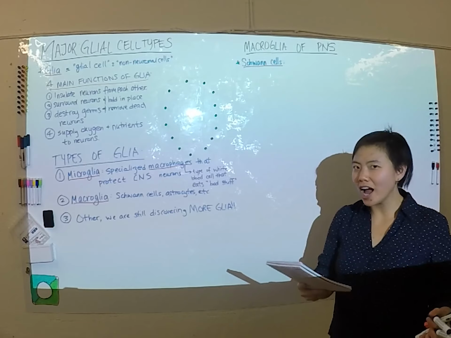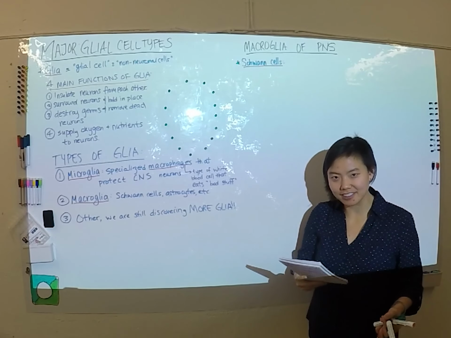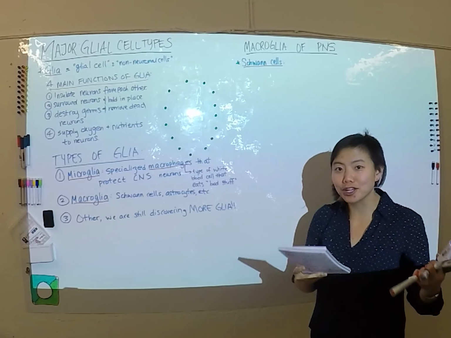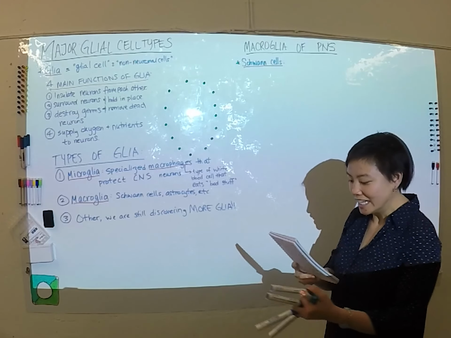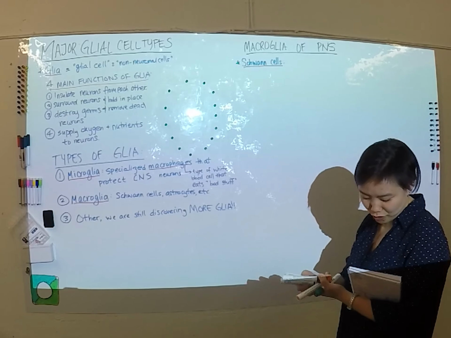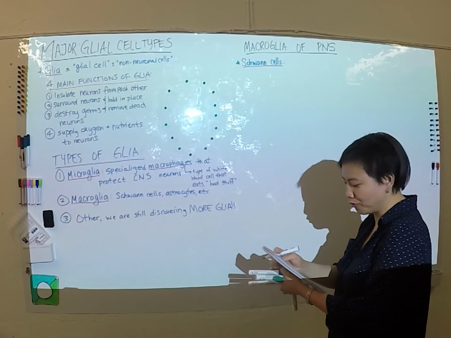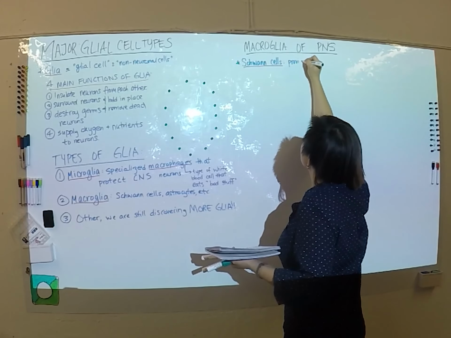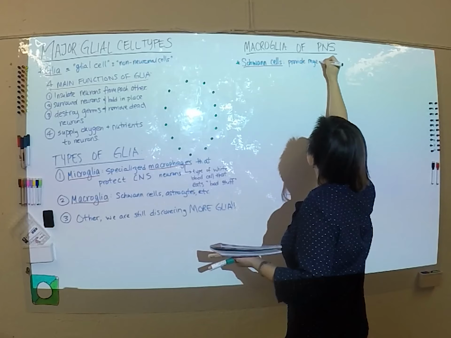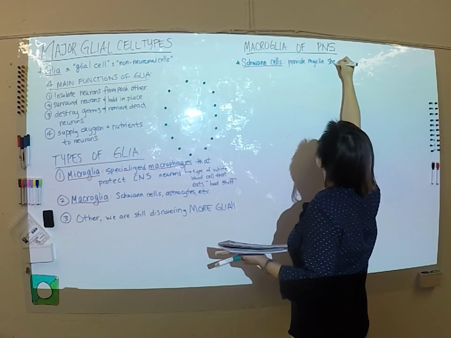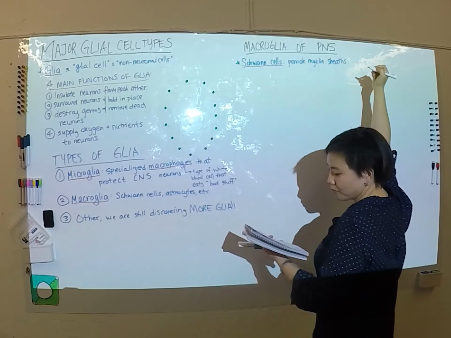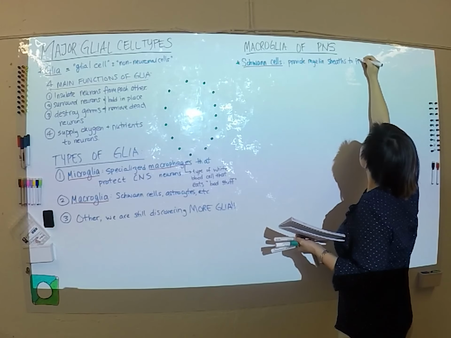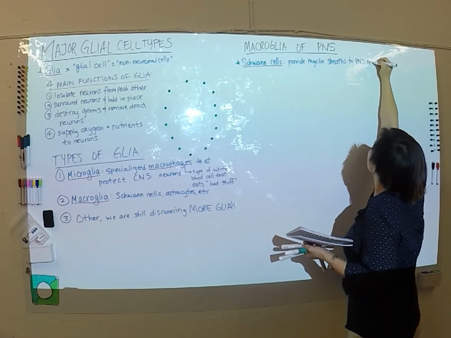All right. So let's recall how we first met the Schwann cells. They were surrounding the axon of our typical vertebrate myelinated motor neuron. And so that's their main function. That's usually what they are doing. They are providing myelin sheaths to peripheral nervous system neurons.